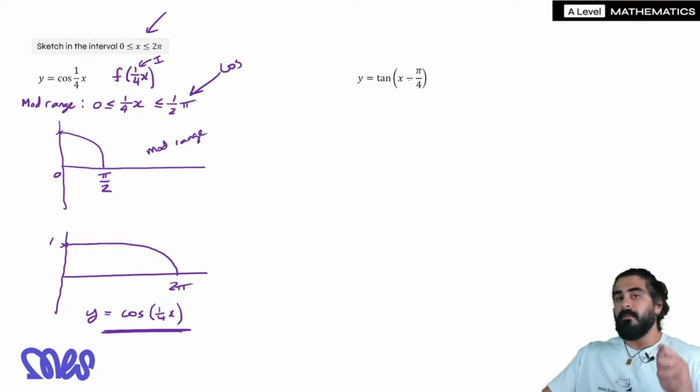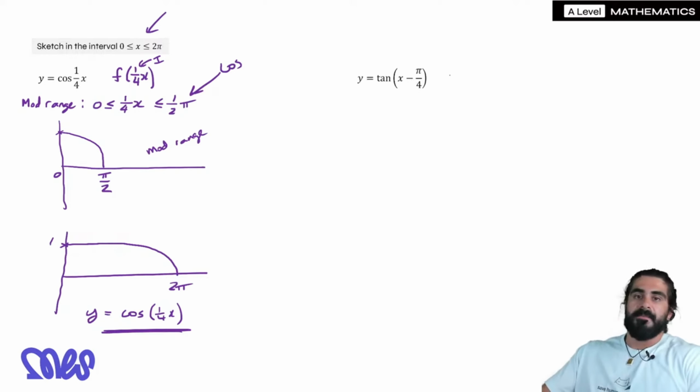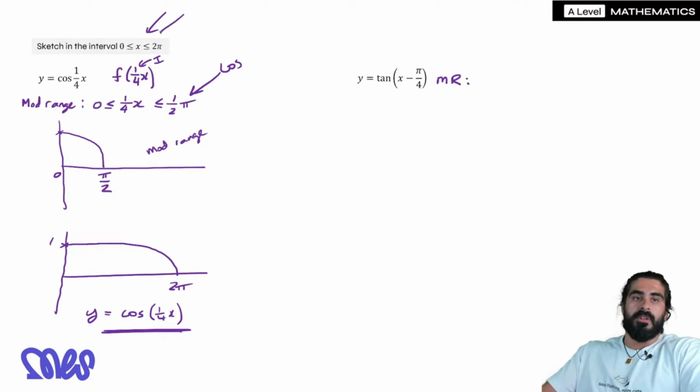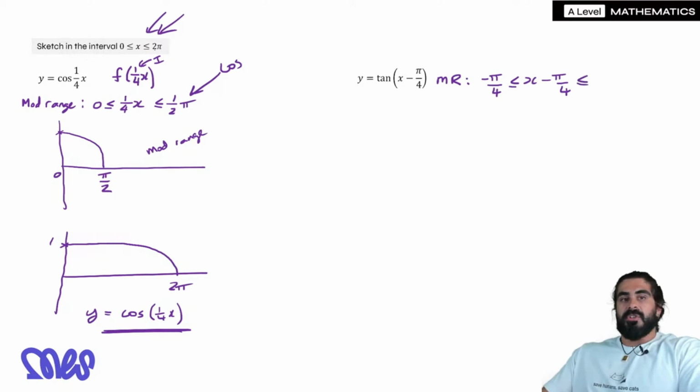Step 1, modify the range. I need to subtract pi over 4 from all of these values here. 0 minus pi over 4 is minus pi over 4. Then we're doing 2 pi minus pi over 4. You guys have your calculators on you, hopefully. That just is 7 pi over 4.